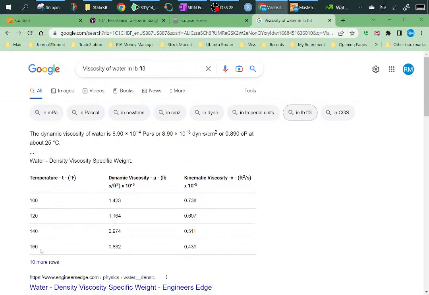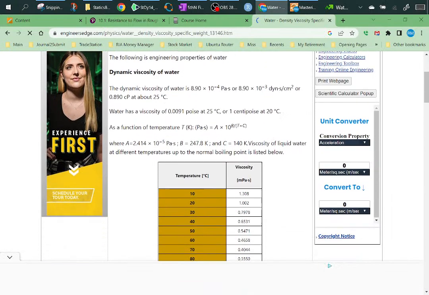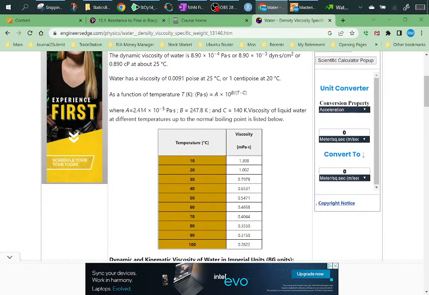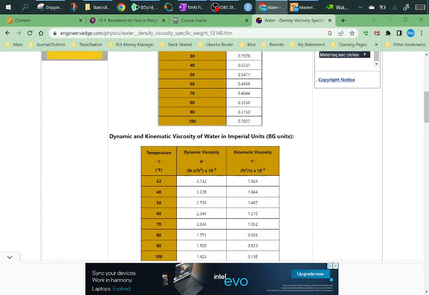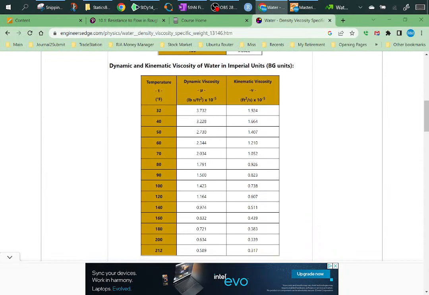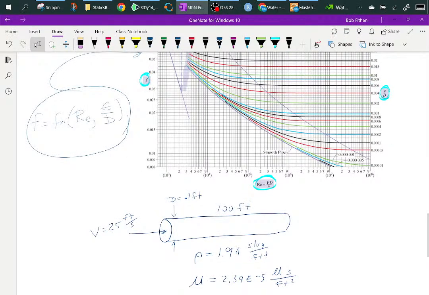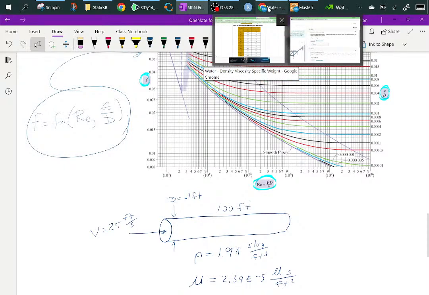Okay, so he's got temperature, but he's got really high temperatures there. Those are really high temperatures. Okay, so what I've always used is 2.34 e to the minus 5. And that's kind of an accepted thing.